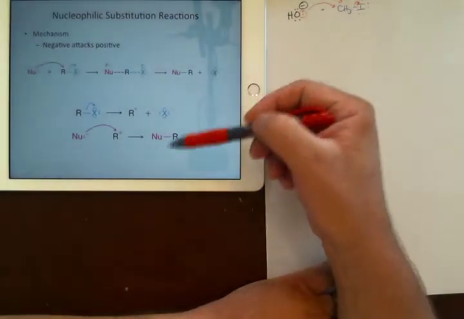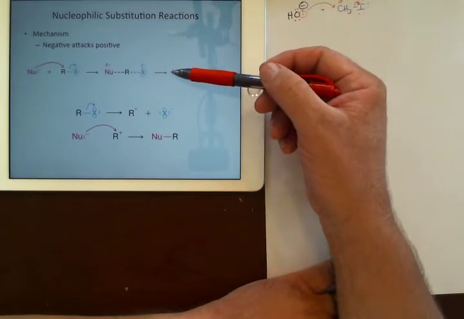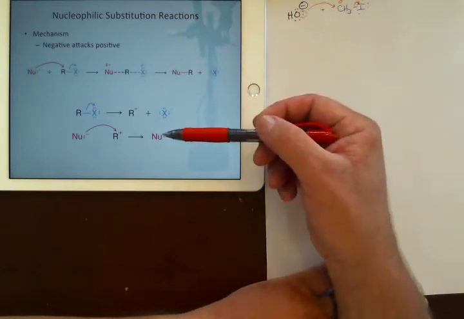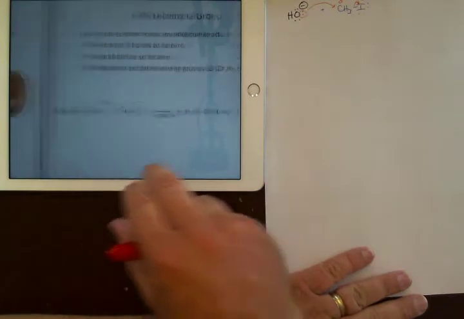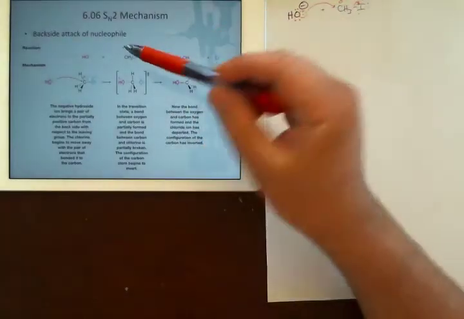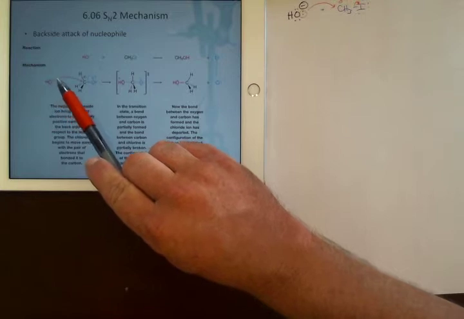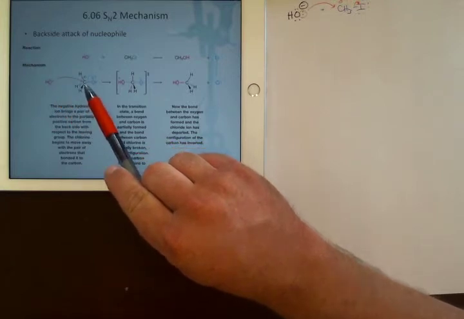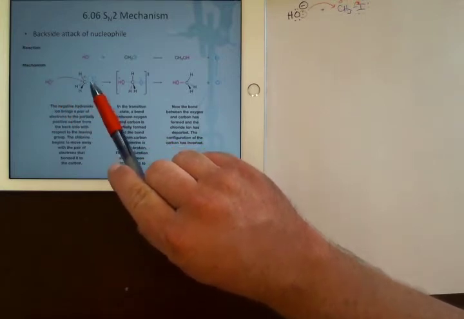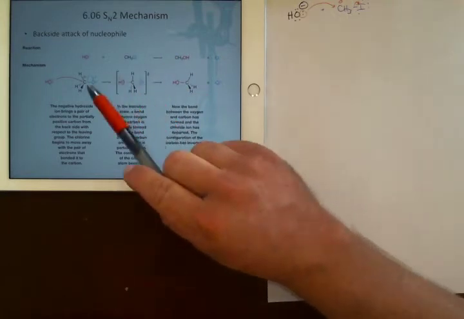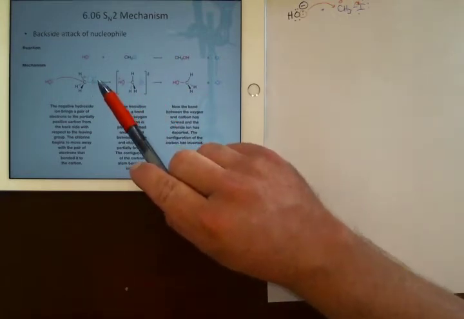So there's 2 different types of mechanisms. This is the SN2 mechanism. This is the SN1 mechanism. We'll talk about those specifically. So the SN2, you get this direct attack. Okay, so the nucleophile directly attacks the partial positive here to actively kick away the leaving group here.